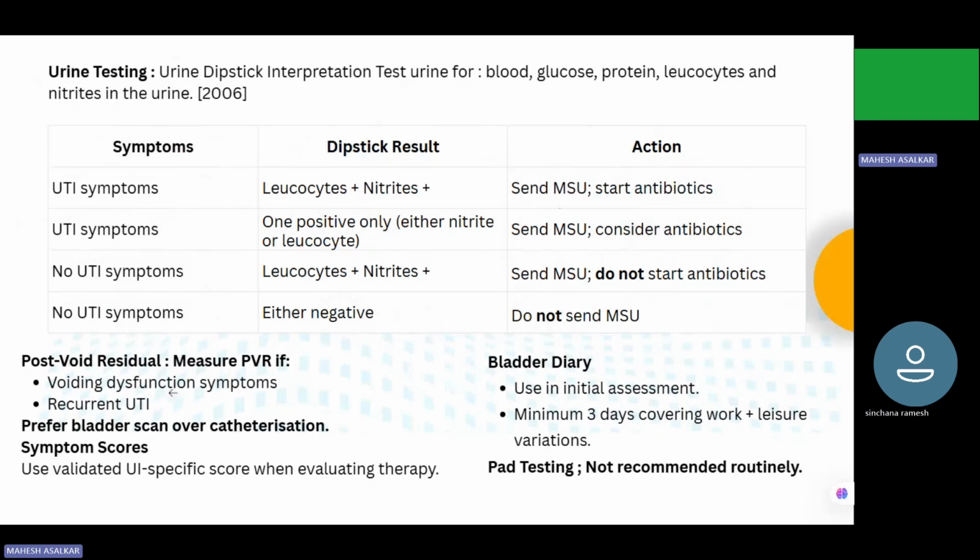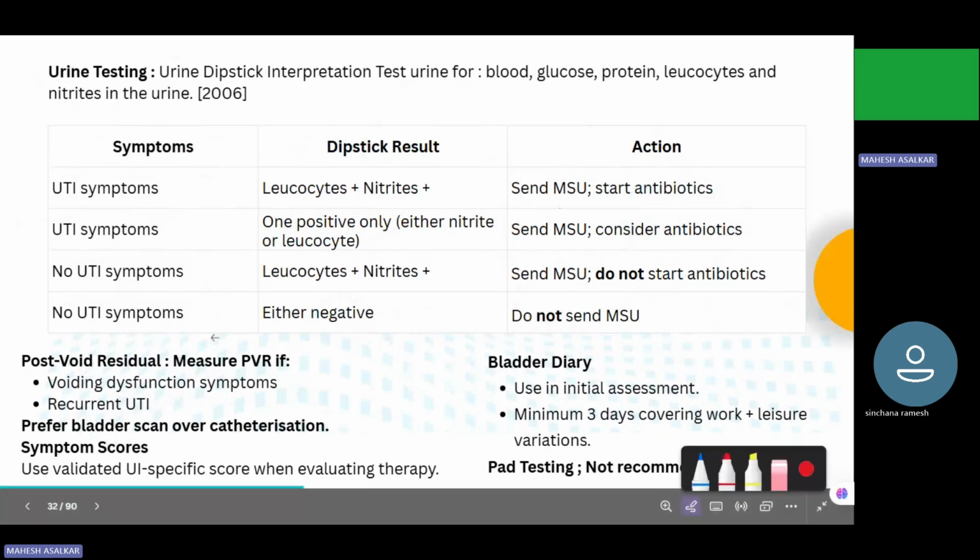Okay. Then post-void residual, you need to measure. Measure PVR if there are voiding dysfunction symptoms or a recurrent UTI. And how will you measure the post-void residual? You'll prefer the bladder scan over catheterization. We also need to check the bother score or the symptom score. Okay, use a validated urinary incontinence specific score when evaluating the therapy.